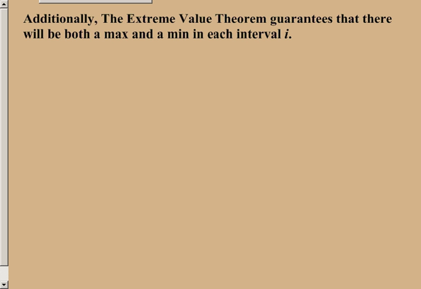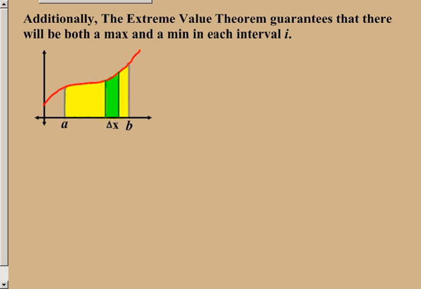Now, the extreme value theorem plays a part here. It guarantees that within this interval, there is a maximum value and a minimum value. Even if those values happen to be a tie with each other, there is a max and there is a min. Okay, so we have two values at the high and low points of our delta x interval.